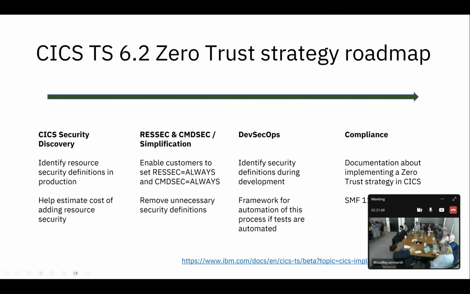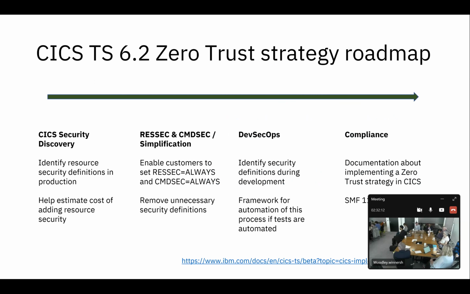We look at how to implement zero trust on CICS. We've got a set of things that we're looking at here. The first one to be talking about is security discovery. The reason for that is you've got an environment that was set up possibly in the 1980s. Some of it was even set up before RACF was available on mainframe.